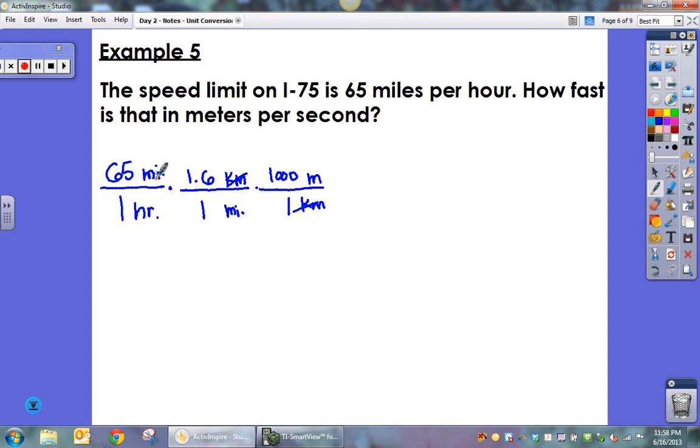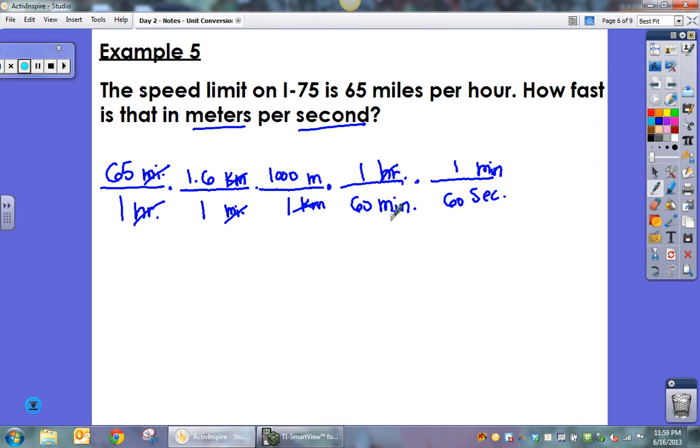So now I'm where I want to go, cancel those miles. I'm where I want to go as far as my distance. So I've got meters, but now I need to go into seconds. So I'm in hours, and I'm going to convert hours into minutes. I know that in 1 hour there are 60 minutes. And then I'm going to convert from minutes into seconds. In 1 minute there are 60 seconds. So now my units left on the top are meters. My units left on the bottom are seconds. And that's what I wanted, meters per second.